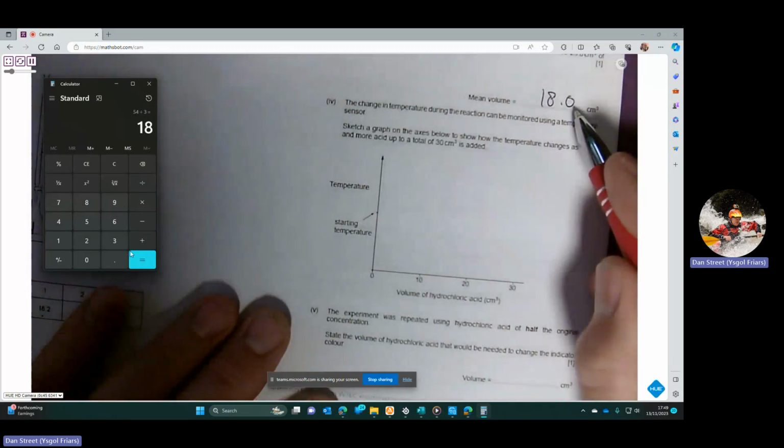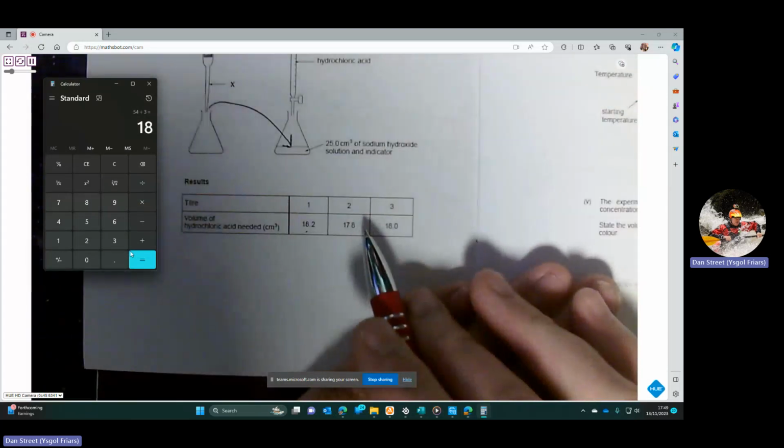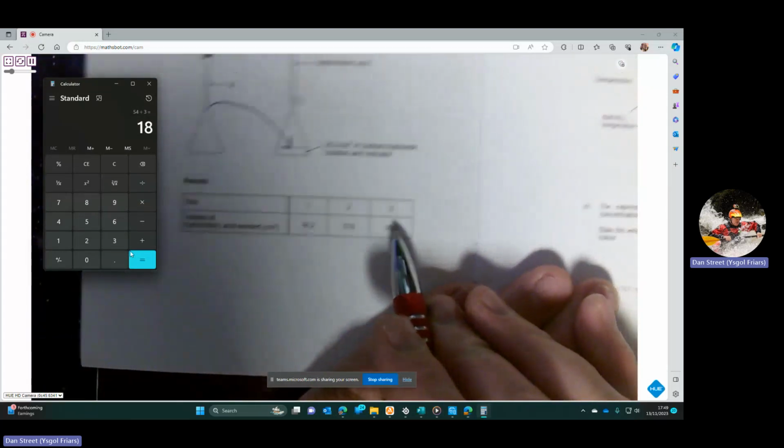Okay, it's important to put the 0 in because that shows that you are being as accurate as the results were in the first place. You'll notice the 0 is there.